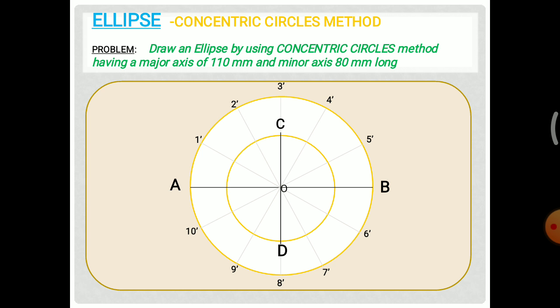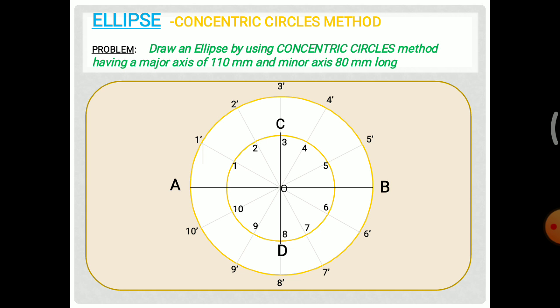Next, name the divided parts 1 dash, 2 dash, 3 dash, 4 dash, 5 dash and up to 10 dash for the large circle, that is the major axis circle, and give the points 1, 2, 3, 4, 5, 6, 7, 8, 9, 10 to the minor axis circle, that is the smaller circle. We give the normal points to the smaller circle, and for the larger circle's divided points we give 1 dash, 2 dash, 3 dash, that is a dash to each point. So these are the 12 equal parts for the major axis and minor axis circles.